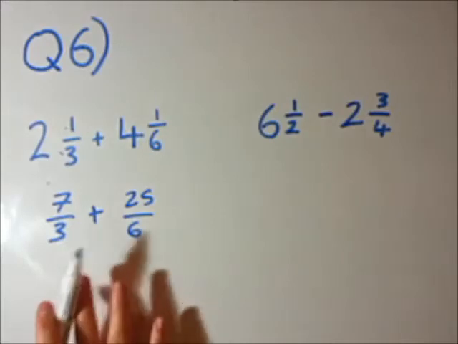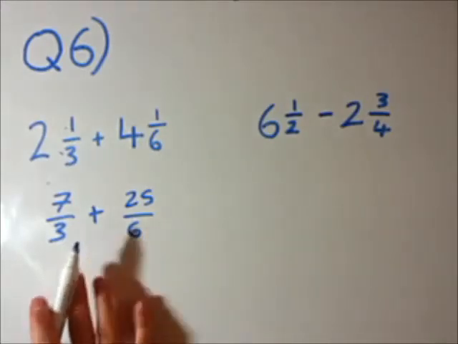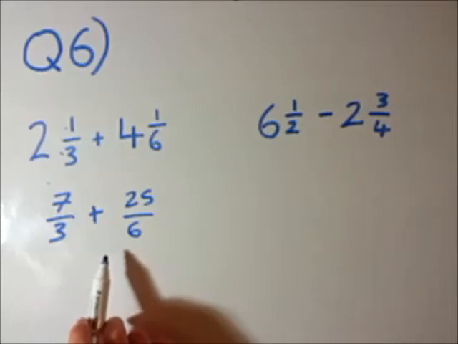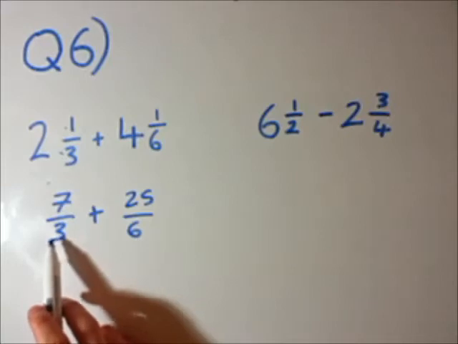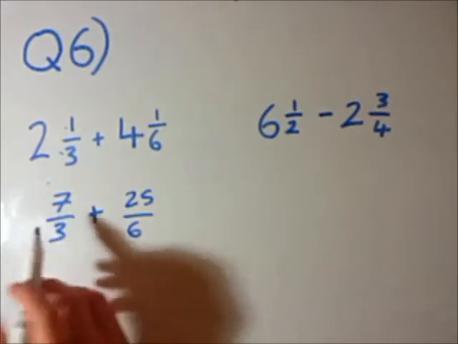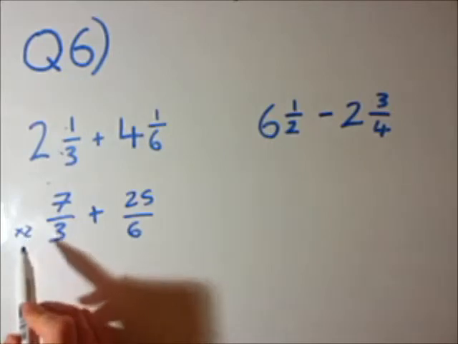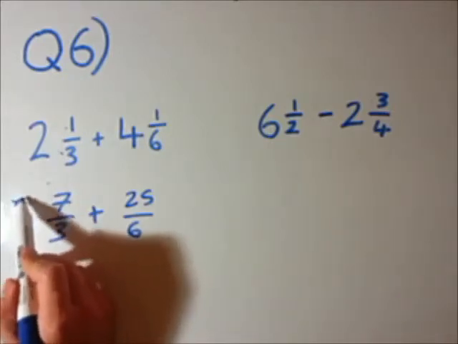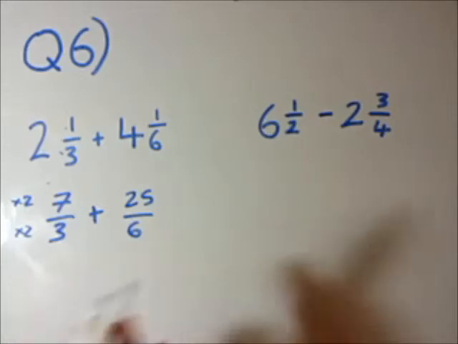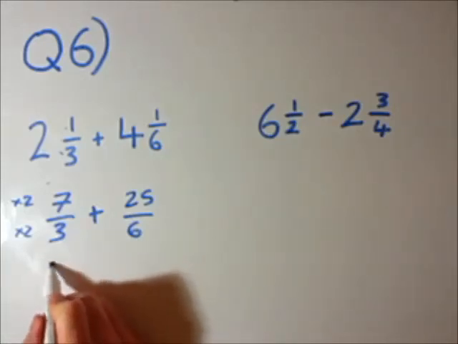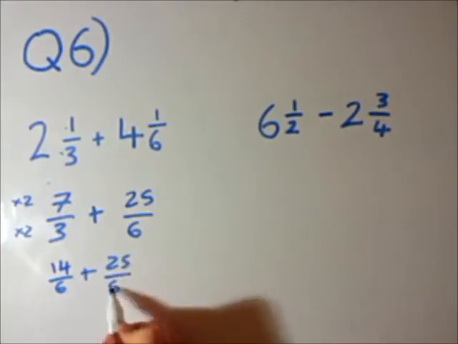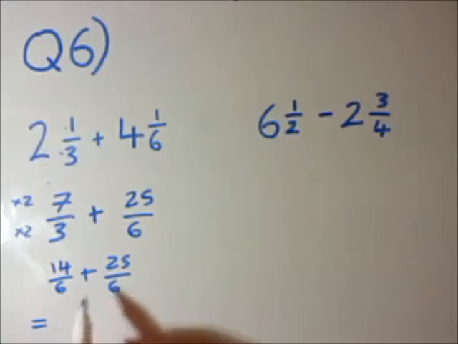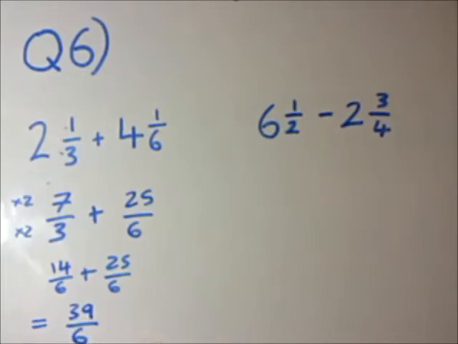There we go. Now it's in a form that we saw in question 4. Now we can add these fractions. Golden rule again: you need to get the denominator the same. Well, the highest common factor of 3 and 6 is 6. So I'm going to times this by 2 to turn 3 into 6. I'm also going to times the top by 2. Whatever you do to the bottom, you do to the top. So I'm going to write that as 14 over 6 plus 25 over 6. And that will equal 25 plus 14 is 39 over 6.